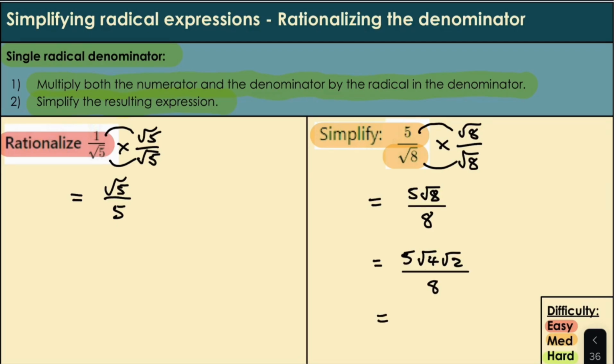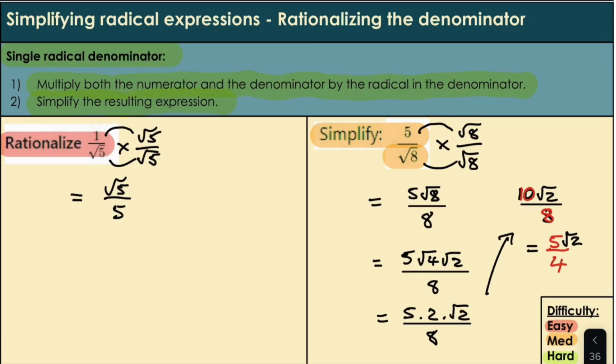So we'll have 5 multiplied by 2 multiplied by root 2 over 8. And we will then have 10 root 2 over 8. And we can simplify that, 5 over 4. And in our numerator, we don't forget the root 2. And there is our final simplified radical expression.